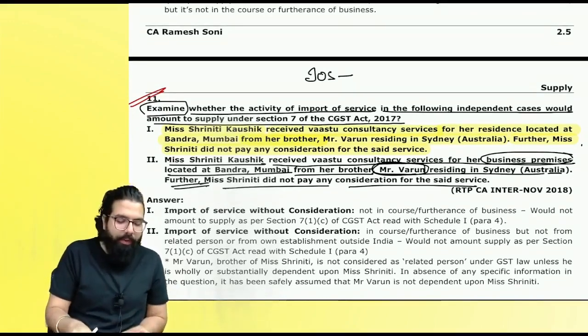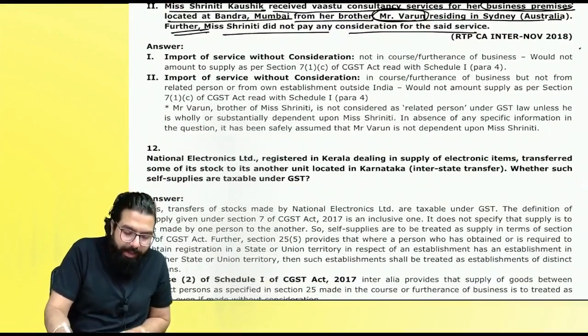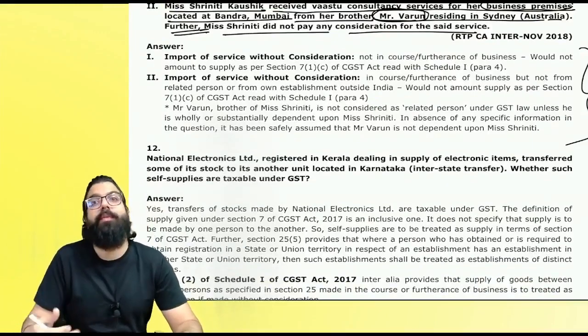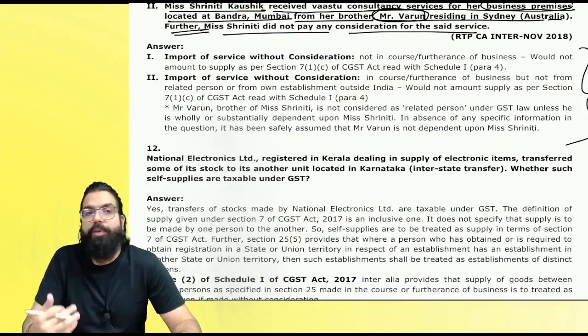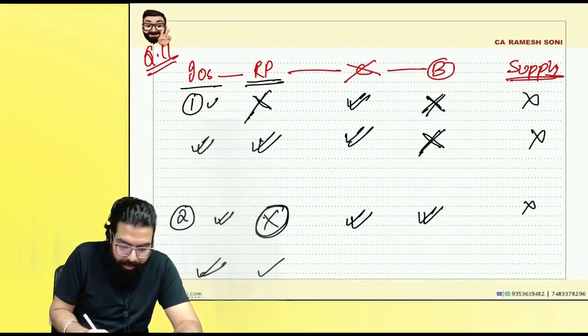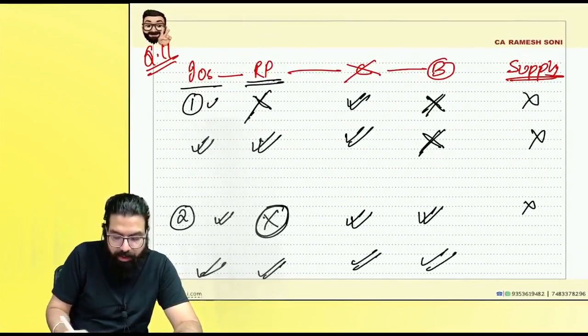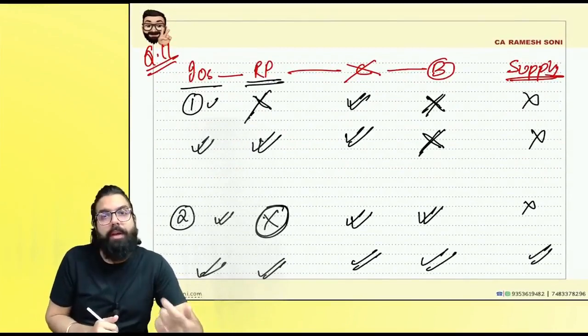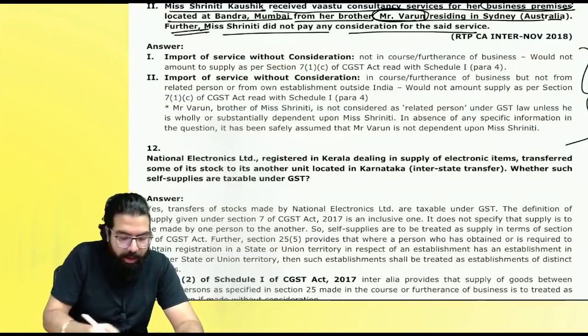You have to write, first of all, the answer as per the ICAI assumption. And then you have to write your assumption also. What if this person is a dependent person, then he is a related person, and importation of service from a related person without consideration in the course of business can also be considered as supply. Are we clear, everyone? Let's read the answer now.